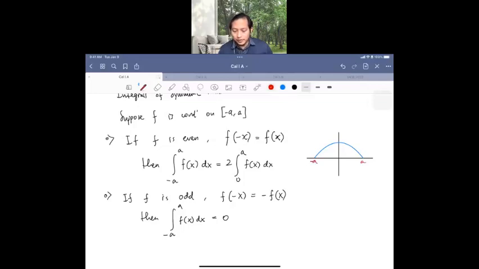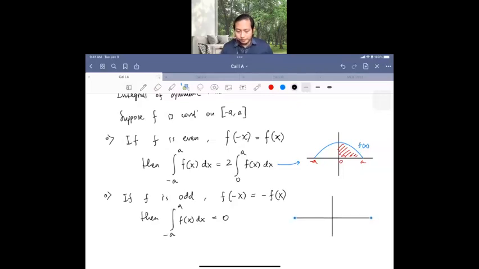So you can see that because this f of x is symmetric, the whole area is basically twice of the integral from 0 to a, right? Okay. So precisely it's correct, right?